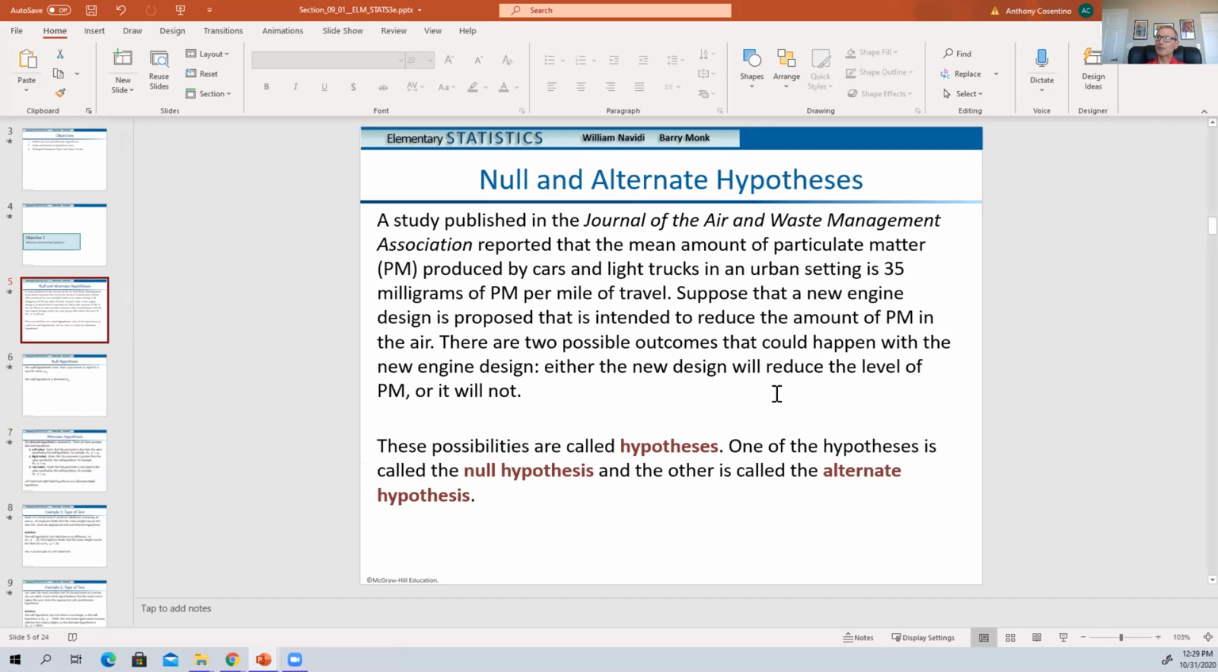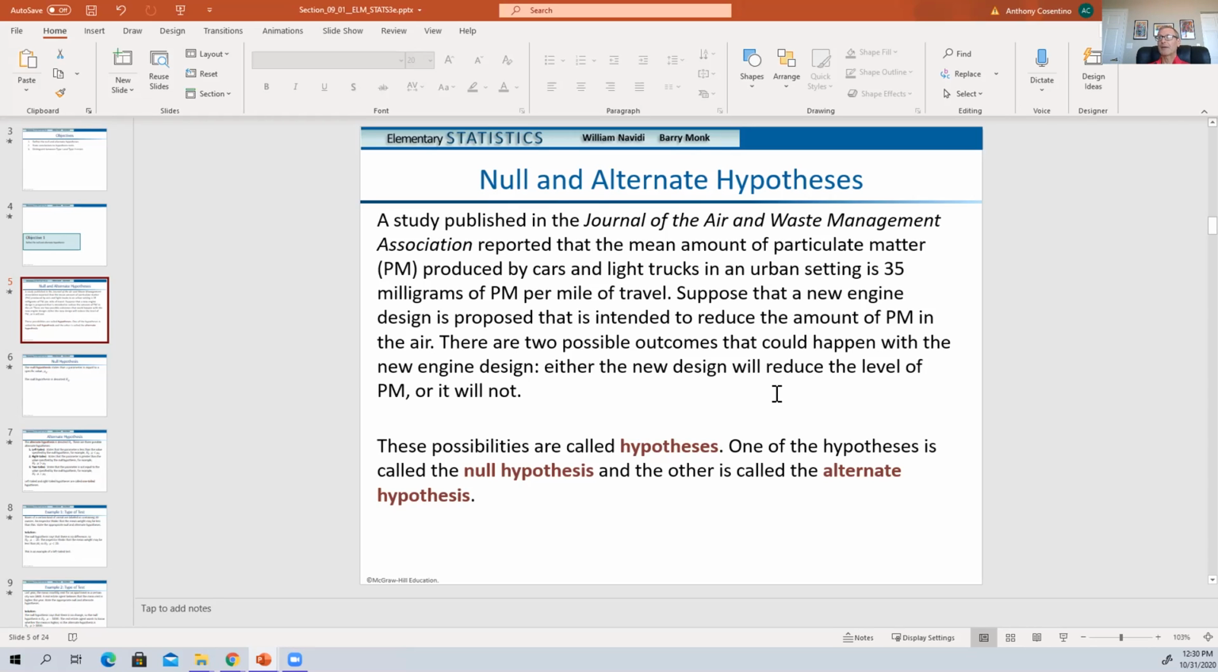Here's an example where the Journal of Air and Waste Management has an old engine that has what they call particle matter of 35 milligrams per mile of travel. And they want to see how this new engine performs. The way that we set this up is the mean is from the old, or what you're assuming. So the null hypothesis will always be equal to the value that we're dealing with, in this case 35 milligrams.